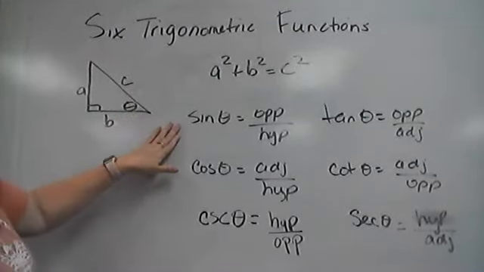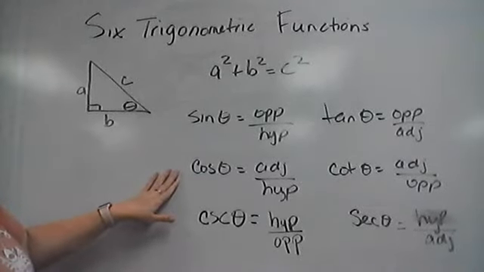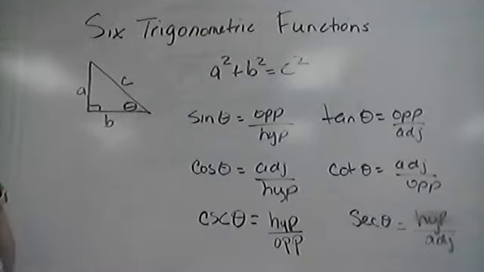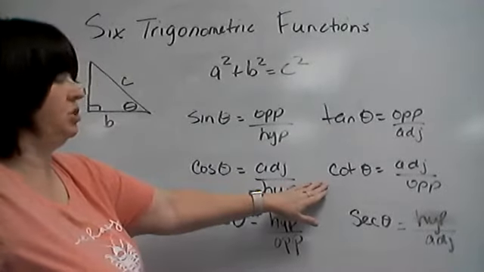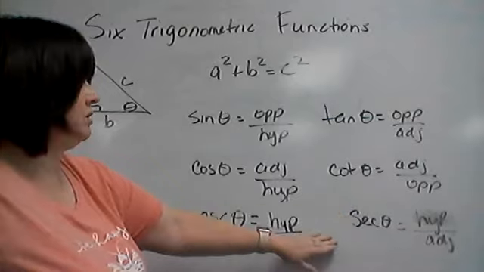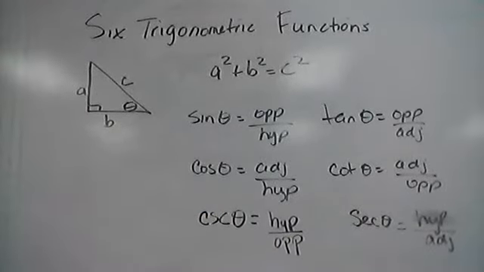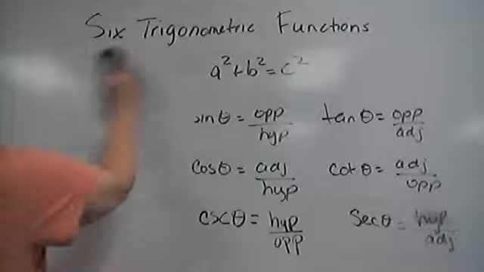The sine of theta is opposite over hypotenuse. Cosine is adjacent over hypotenuse. Cosecant is hypotenuse over opposite. Tangent is opposite over adjacent. Cotangent is adjacent over opposite. And secant is hypotenuse over adjacent. So we're going to find the six trig functions from a right triangle.